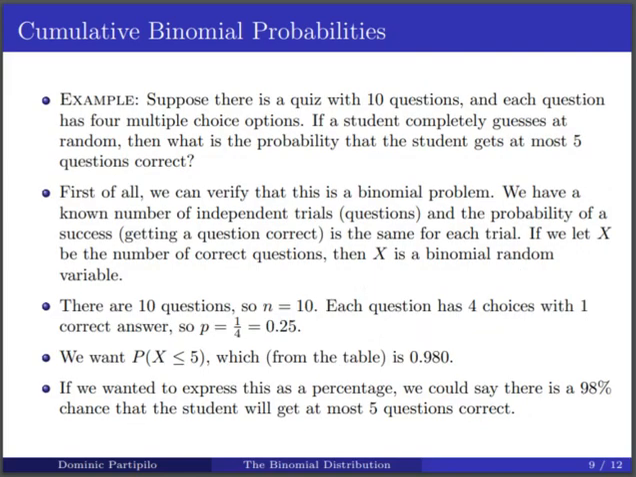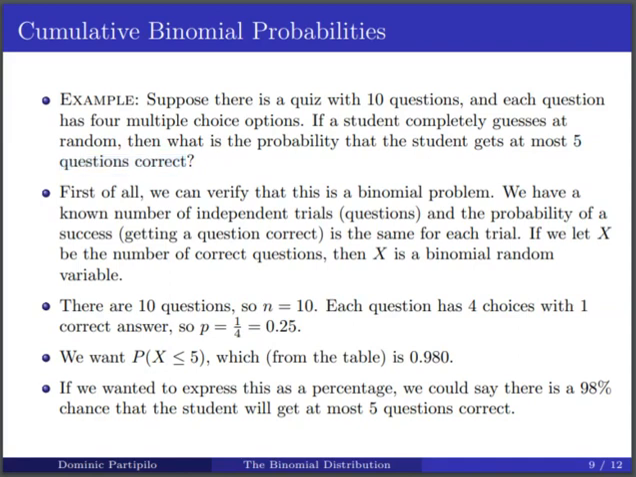So suppose there's a quiz with 10 questions and each question has 4 multiple choice options. If a student completely guesses at random, let's say they didn't study and they're just going to randomly fill in the bubbles or circle the answers, what's the probability that the student gets at most 5 questions correct? So there are 10 questions, and what's the probability that they get at most 5 correct if they're just guessing randomly?